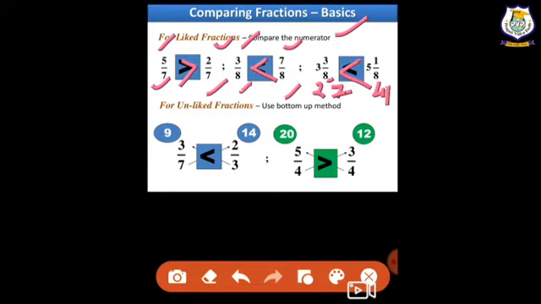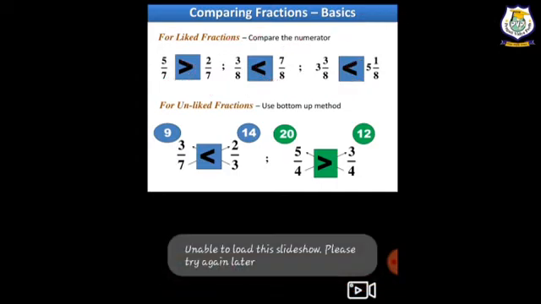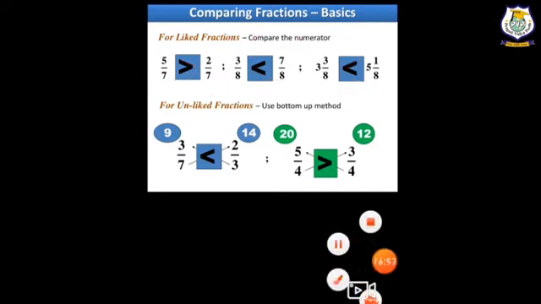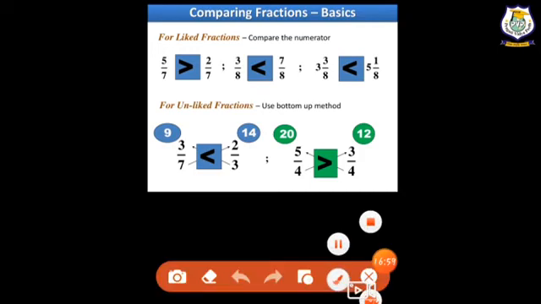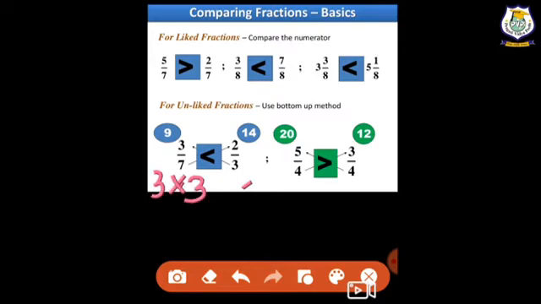Now for unlike fractions, unlike like fractions, it is not so easy. For unlike fractions we will have to use a method. Like 3 by 7 is given and 2 by 3 is given. Now we will find out by cross multiplication. We will cross multiply, which means 3 multiplied by 3, and 7 multiplied by 2.